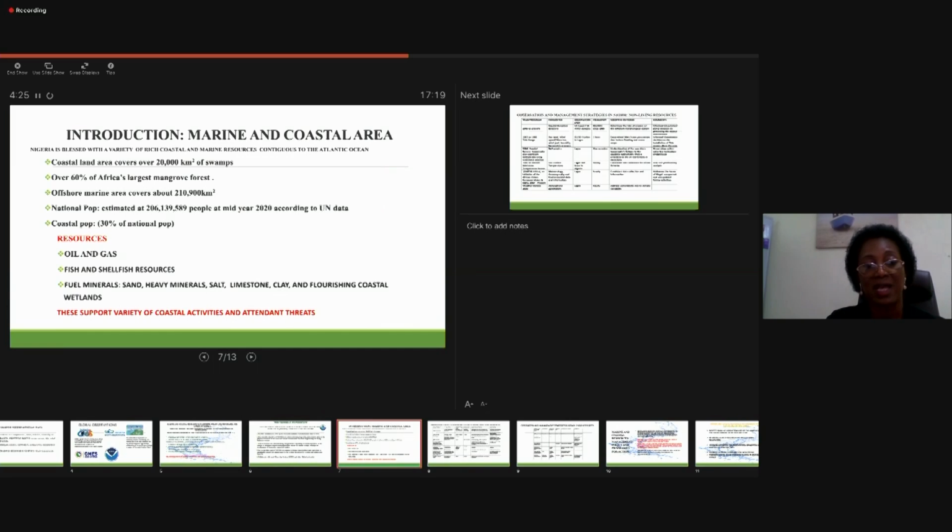The resources are oil and gas, fish and shellfish resources, fuel and minerals, wetlands, and a variety of other things. These support the variety of coastal activities and its attendant threats.